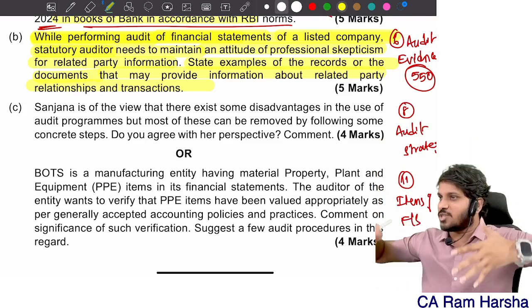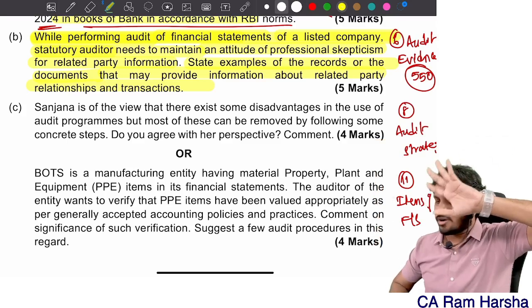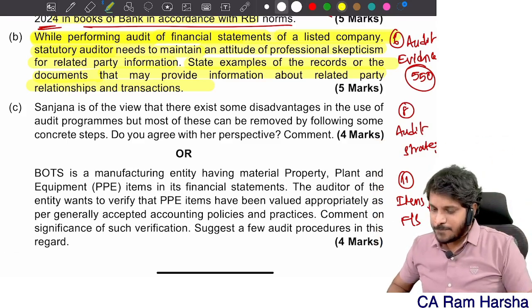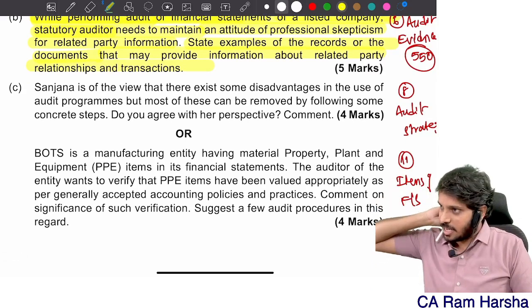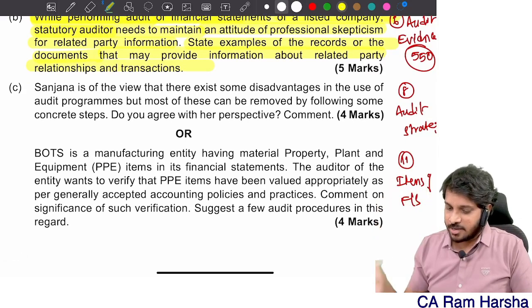Like that, some examples were there, almost 10 points. Any 4 or 5 points you write is enough. Any 6 points have to write. The last question in 550 standard, in our book, last question in 550 standard.